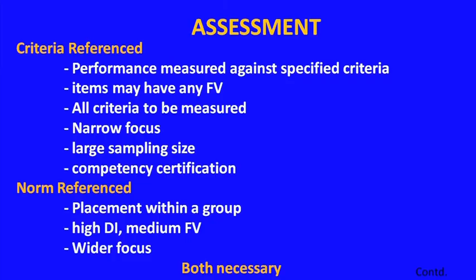Norm reference, as we have already said, is placement within a group: who is first, who is second, who is the topper of the class, who is not the topper of the class. But remember, norm means the norm of that particular batch. There is no certainty at all that somebody who stands first in a particular class will always stand first in other classes also. They could be quite different. So first, second, third of different batches have different competency.